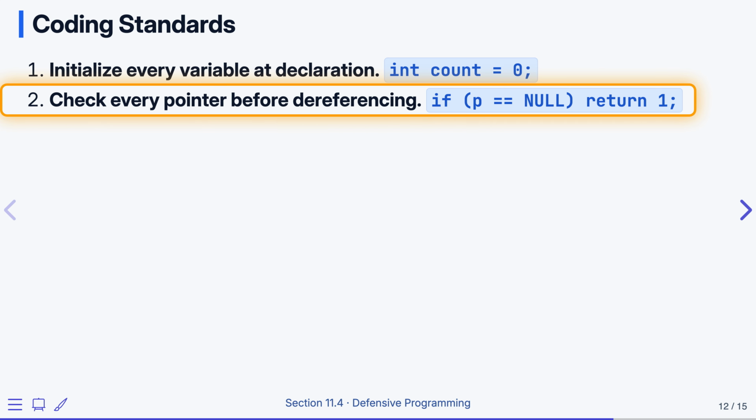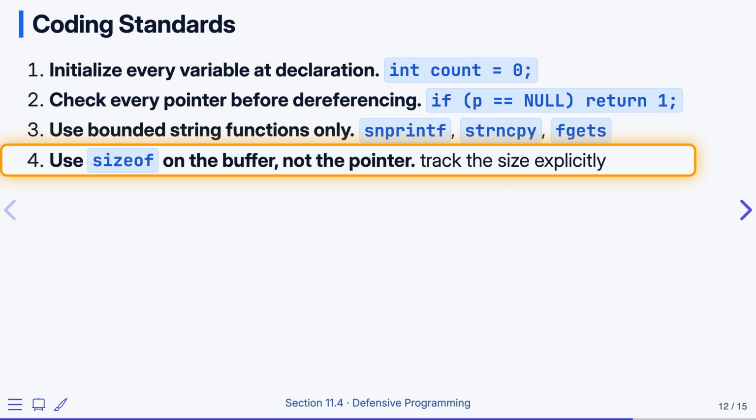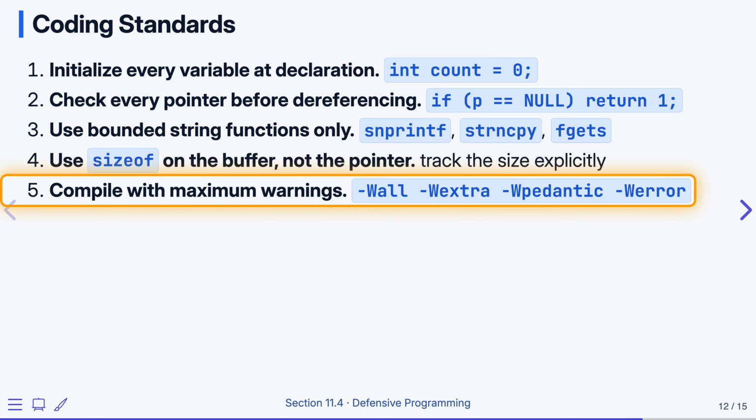Rule 2. Check every pointer before dereferencing it. Rule 3. Use bounded string functions only, snprintf, strncpy, and fgets. Rule 4, use sizeof on the buffer, not the pointer, and when the buffer is a pointer, track its size in a separate variable. Rule 5, compile with maximum warnings, -Wall, -Wextra, -Wpedantic, and -Werror, which turns every warning into an error you must fix.